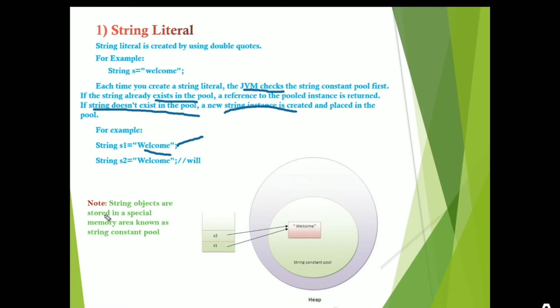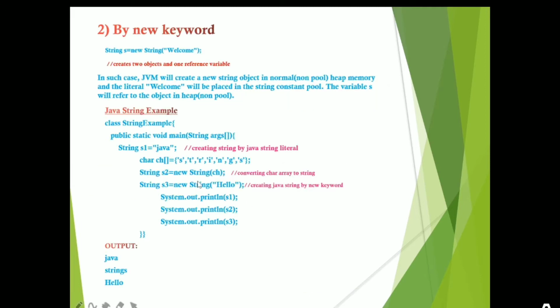Okay. This string constant pool is a special memory which is used to store the string constants. Heap memory or string constant pool. String objects are stored in the special memory that is called the string constant pool. And that is one method, by using literals. When we are creating strings by using literals, we are using the double quotes.